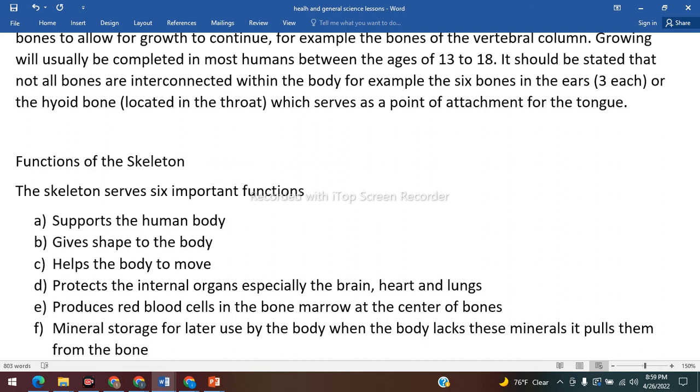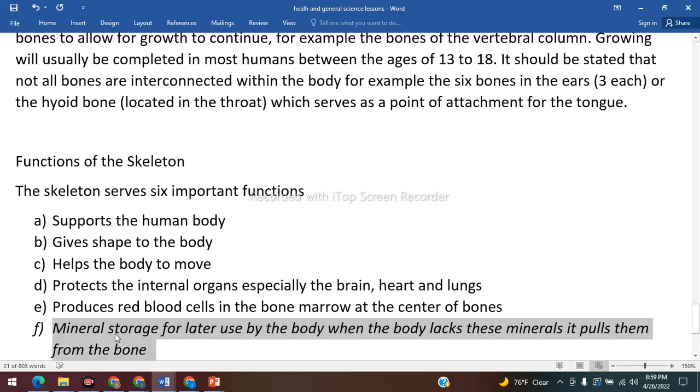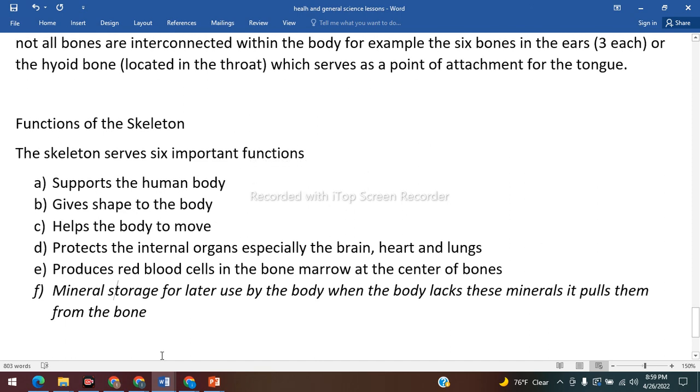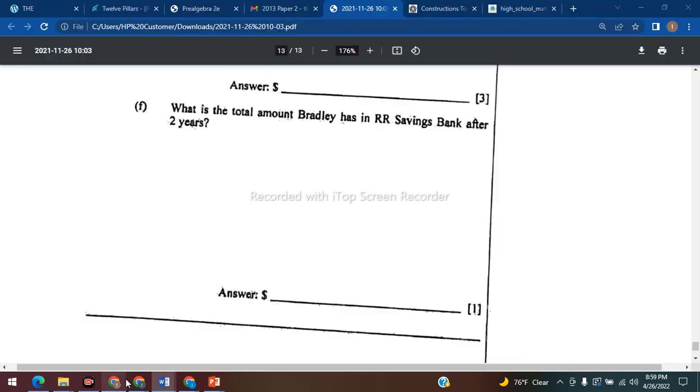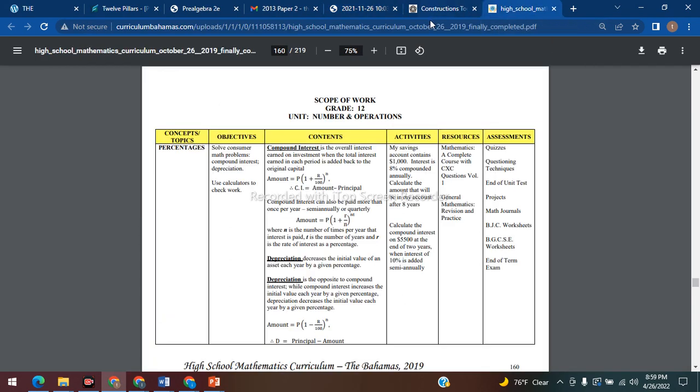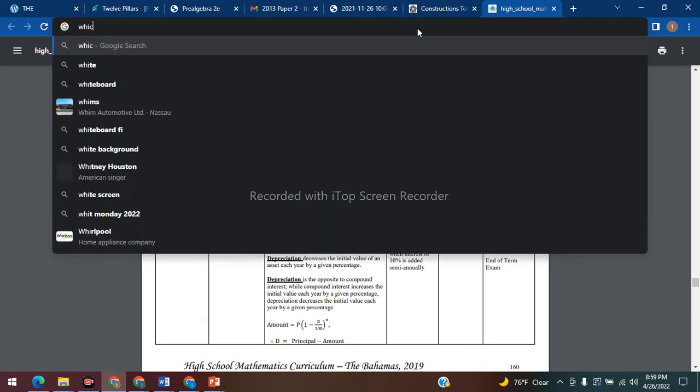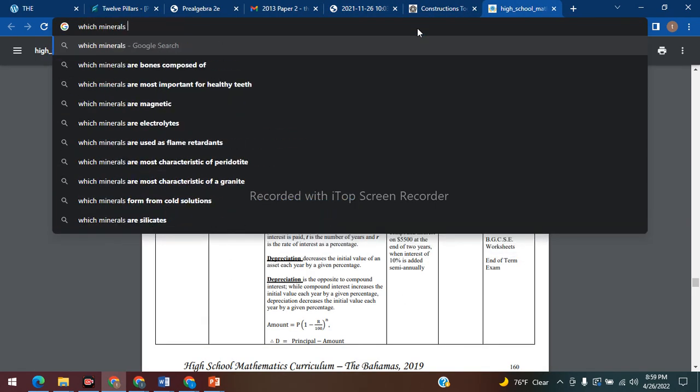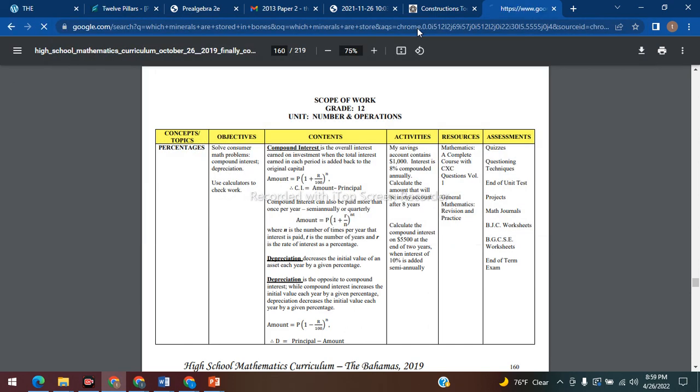So which one didn't we say? We said gives the body its shape, helps the body to move, protects the internal organs, produces red blood cells. Okay, so now we have a new one about the mineral storage. That's a good one. Calcium and phosphorus. I would say calcium is one, so let's look. Which minerals are stored in the bone?